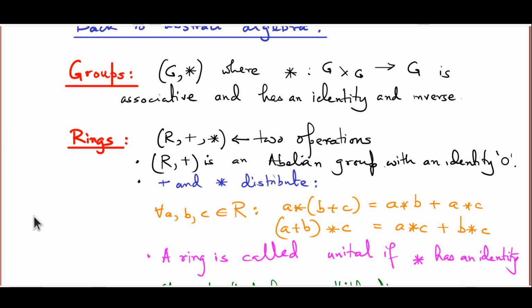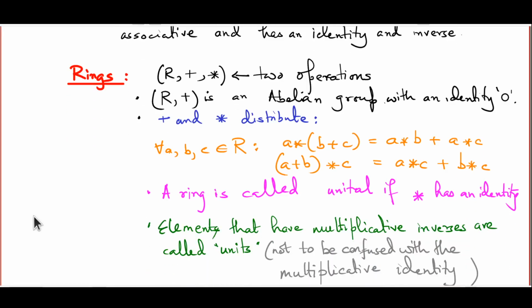Now, a ring may or may not have an identity as far as the product star is concerned. Remember, R, the ring, is always an abelian group with respect to the plus operation or the addition operation. And there, of course, you have to have an identity, which we are calling 0. However, a ring may or may not have an identity as far as star is concerned. If it does have an identity as far as the product is concerned, a multiplicative identity, then you call such a ring unital. So a unital ring is simply one in which both addition and multiplication have identities.